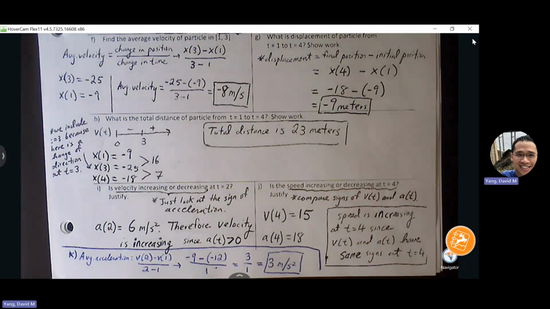Okay, so for this one, is the speed increasing or decreasing at t equals 4? You have to compare the signs of velocity and acceleration. Both velocity and acceleration are positive, so therefore speed is increasing, because velocity and acceleration have the same signs at t equals 4. Average velocity is defined as the change in position over the change in time. Likewise, average acceleration is the change in velocity over the change in time.